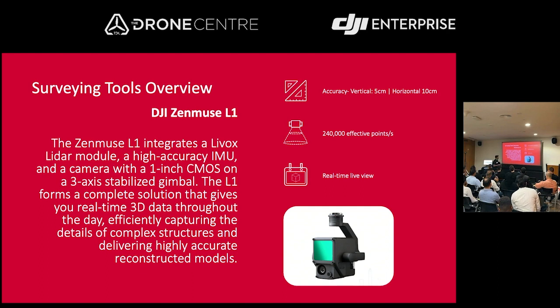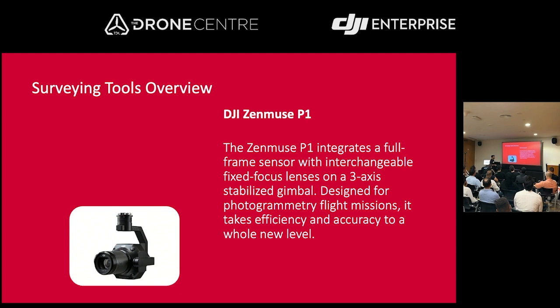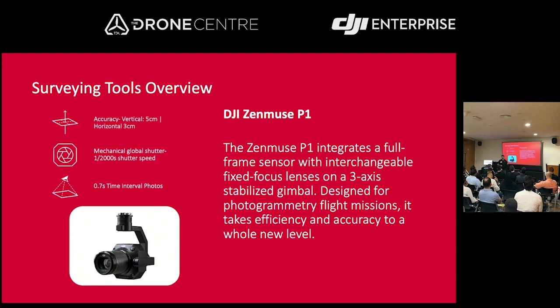And coming back to the next payload, which is P1. P1 is the full frame sensor from DJI. So this is the first full frame sensor from DJI, which is very accurately made as a 45 megapixel sensor, and it has a mechanical shutter too. As I informed earlier, with the mechanical shutter and the 45 megapixel, you can imagine how accurate your data is.